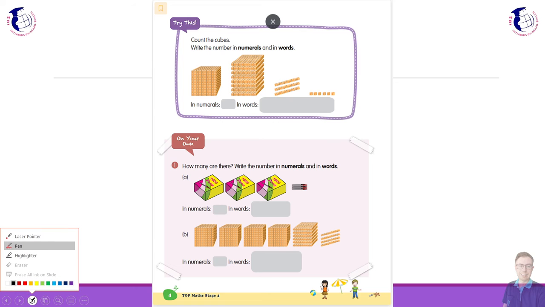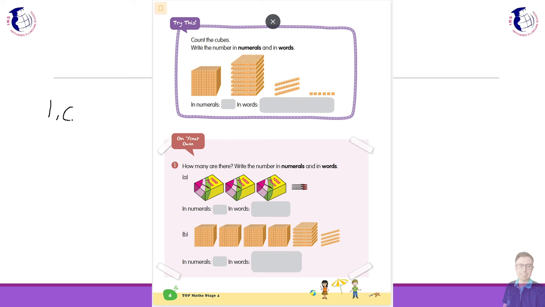Okay, next page, we have a try this box. Count the cubes. Write the number in numerals and in words. So, how many cubes are there in numerals? Let's see. So we know that's 1,000 there. Let's write this over here. So I've got 1,000.